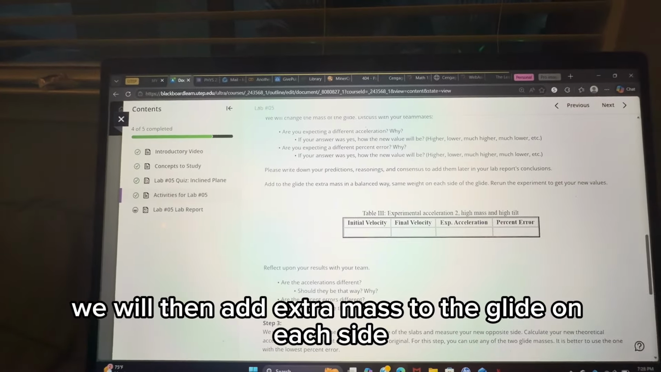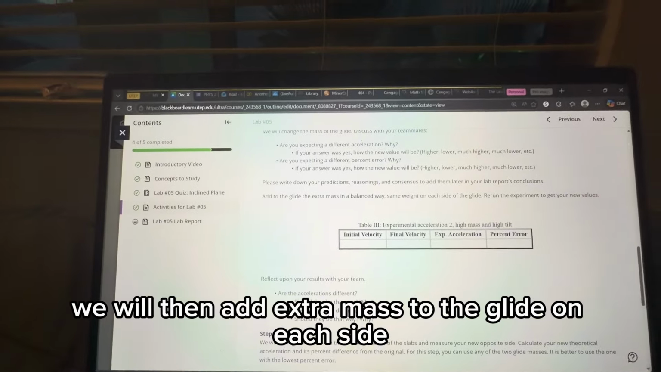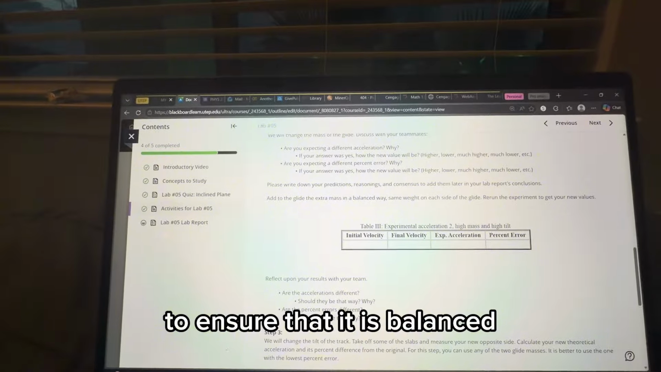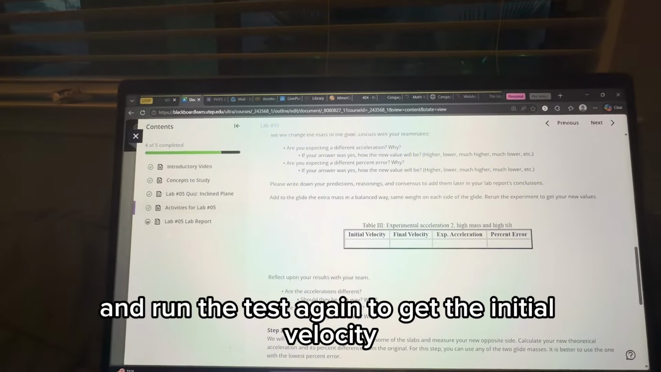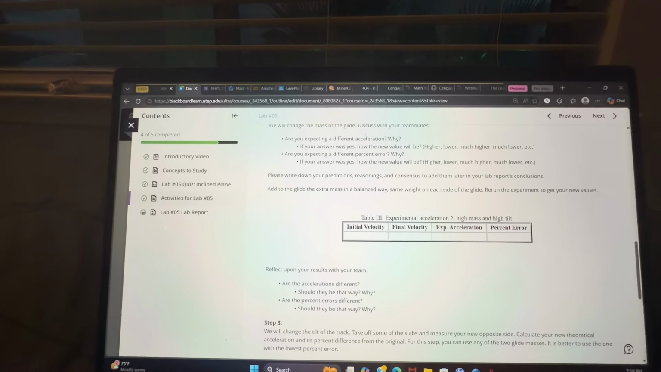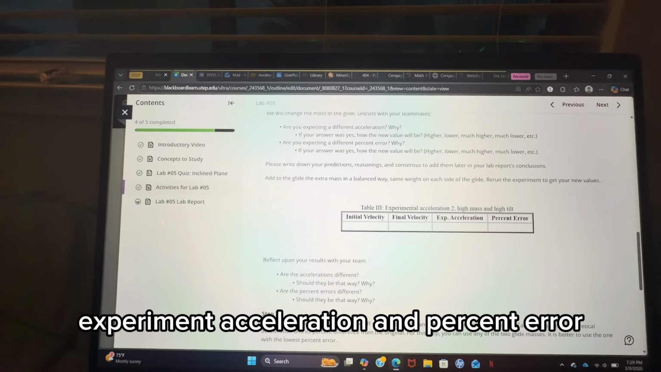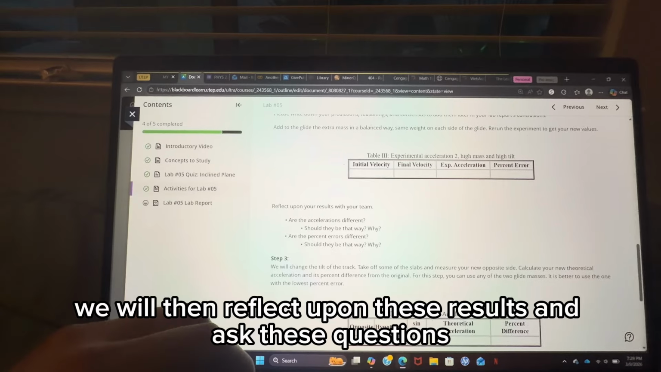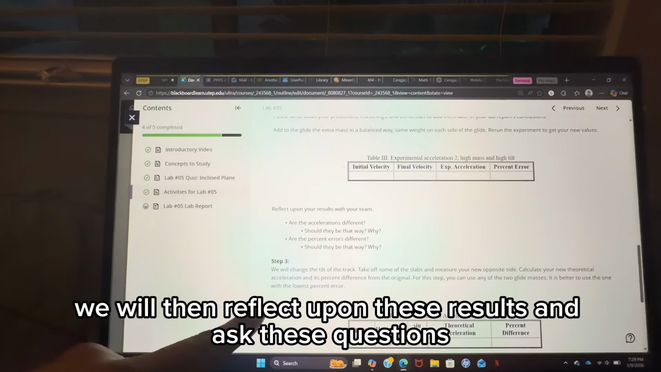We will then add extra mass to the glide on each side to ensure that it is balanced, and run the test again to get the initial velocity, final velocity, experimental acceleration, and percent error. We will then reflect upon these results and ask these questions.